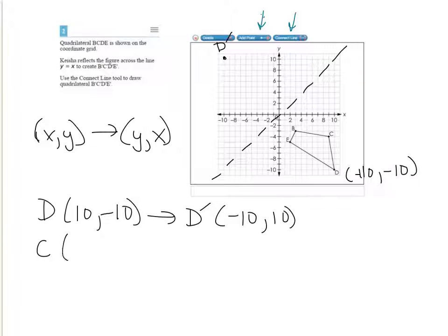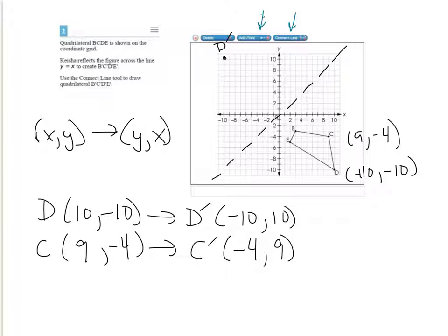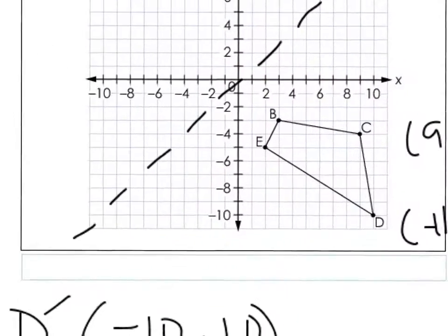If I look at point C, C looks to be (9, -4). I'm just looking on the coordinate plane. If I change that to C prime, that would be (-4, 9). So if I go -4 and up 9, that puts me right here. So there's C prime. The hardest part for me on this is that it's hard to read the grid. Maybe we can make it a little bigger.